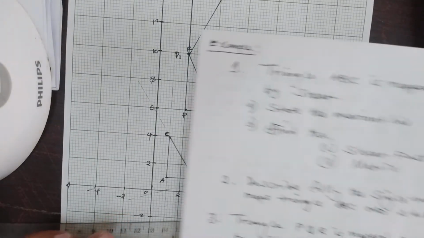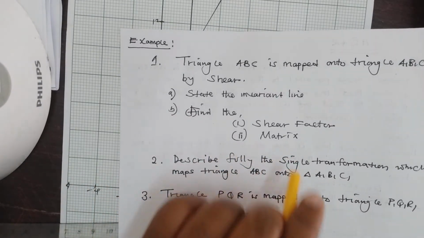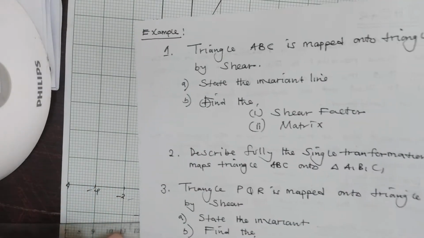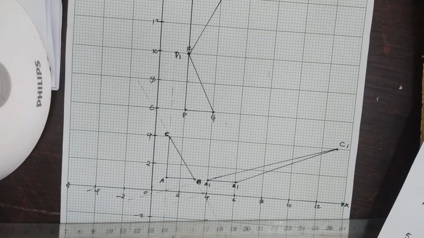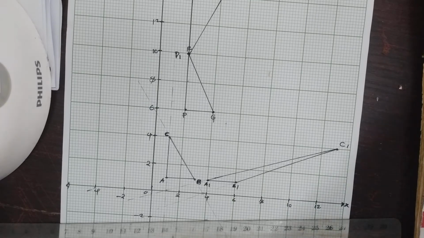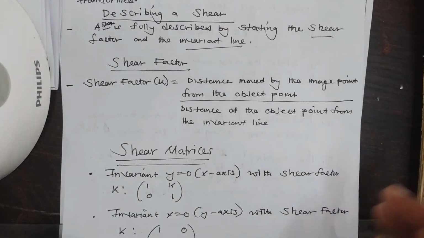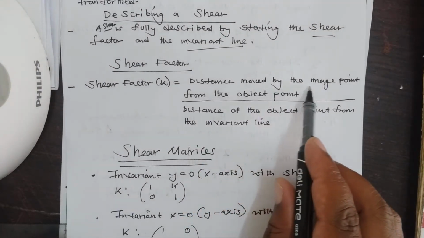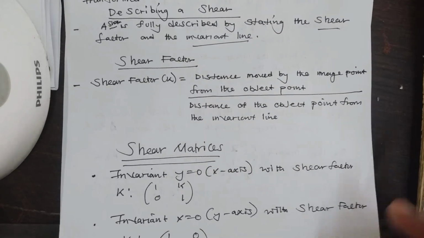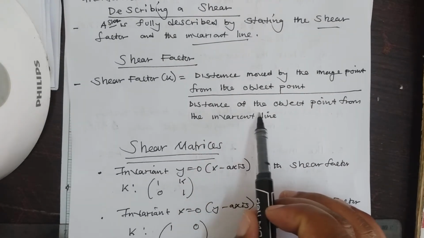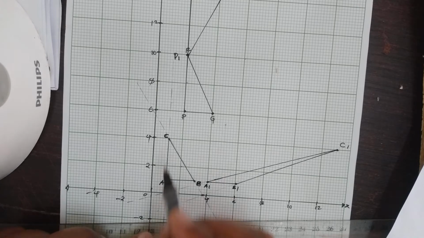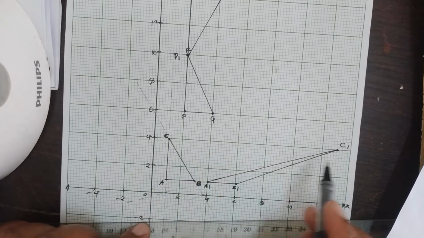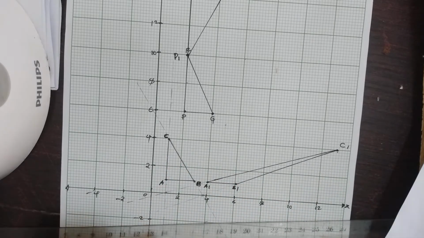What is the second question? Find the shear factor. So to find the shear factor, we say the shear factor is given by, if we go back here, the distance moved by the image point from the object divided by the distance of the object from the invariant line. So we are going to identify maybe one point and its image, maybe C and its image.